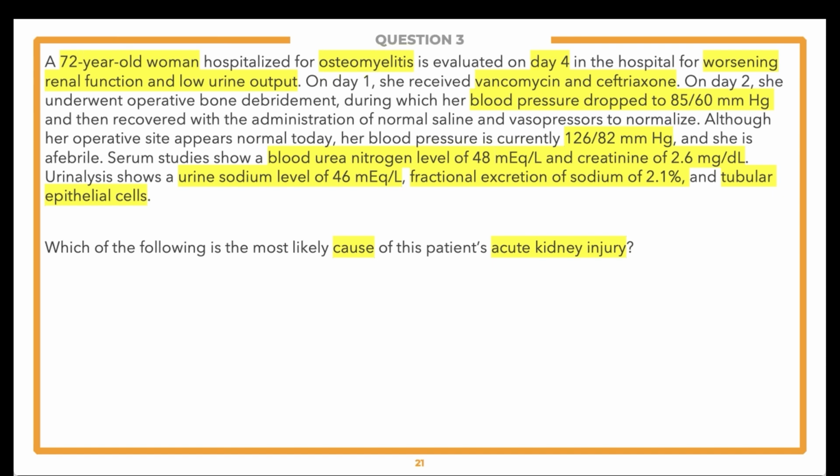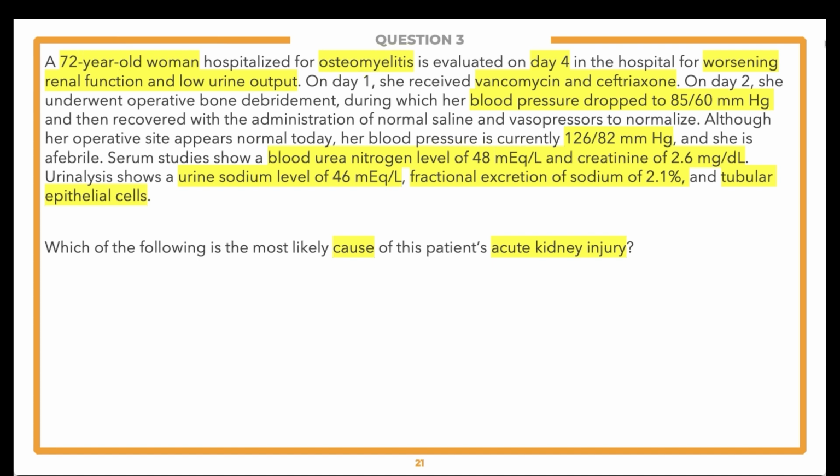And the urine sodium, that's an important number, is 46 with a FeNa, which is a fractional excretion of sodium, of 2.1. And then when you look under the urinalysis, you see tubular epithelial cells. So those last three sentences are very important. Lots of things covered there. And also, you want to understand the concept, like why they're having this in the first place. So putting all of this together, you guys should have a diagnosis in mind.